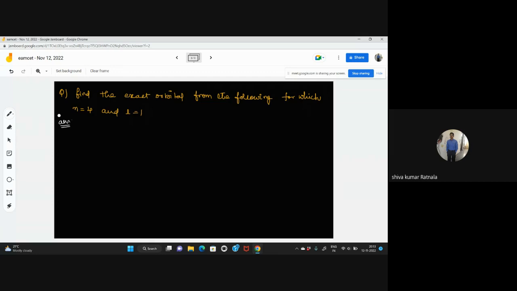Tell me. Students. 4p. P orbital, sir. 4p or 4d? 4p, sir. L equal to 0 means which orbital? S orbital. L equal to 1 means p orbital. L equal to 2 means d orbital, and L equal to 3 means f orbital, no? And he has given n equal to 4 and L equal to 1, which represents 4p orbital. This is a very, very easy question. This type of questions doesn't take too much time, okay?